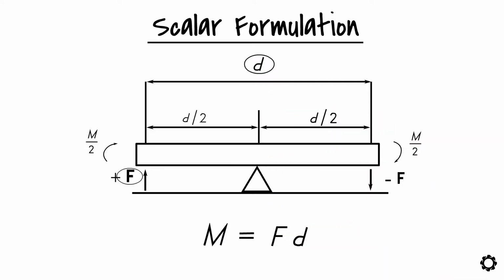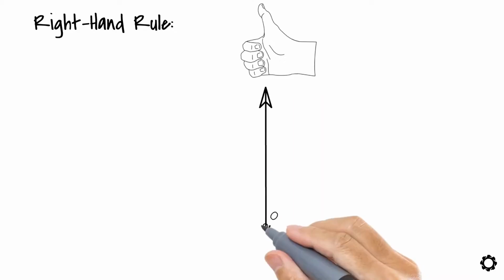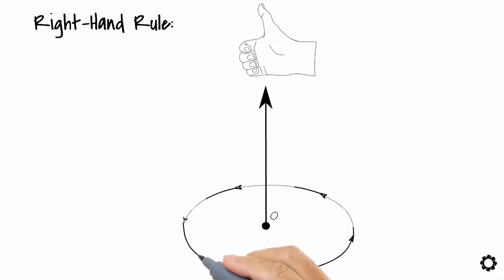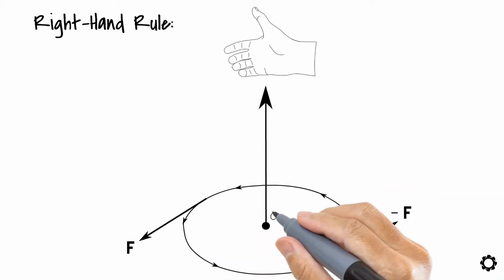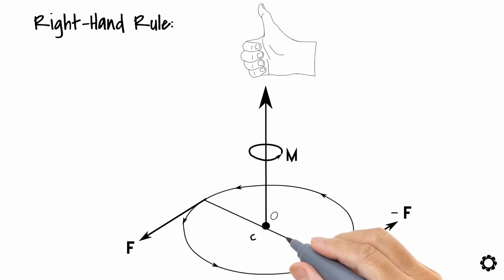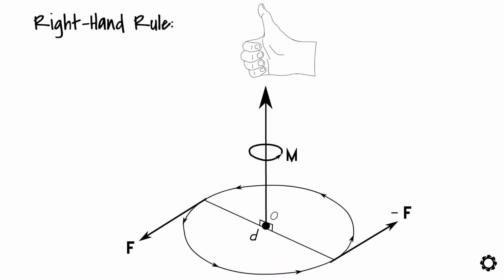The direction of the moment of a couple can be determined by using our familiar right-hand rule, where the right-hand thumb indicates the direction when the right-hand fingers are curled in the direction of the forces. The moment of a couple will be perpendicular to the plane which is formed by the forces.